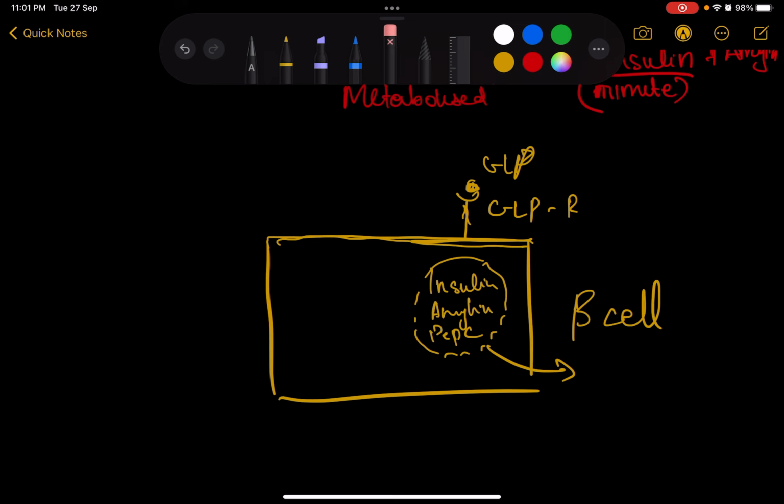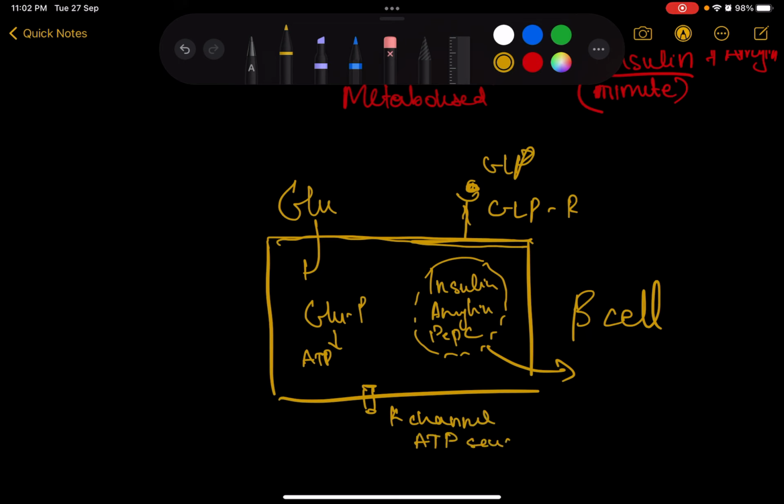Now what's going to happen is pretty basic. The glucose actually enters and it's converted to glucose phosphate by hexokinase or glucokinase, usually hexokinase. Now glucose phosphate is metabolized and we produce ATP out of it. Here there are these potassium channels that are ATP sensitive. So this ATP is going to inhibit these channels.